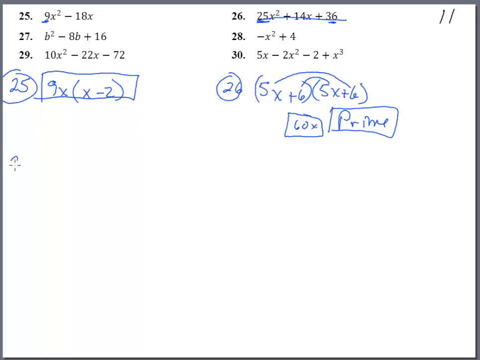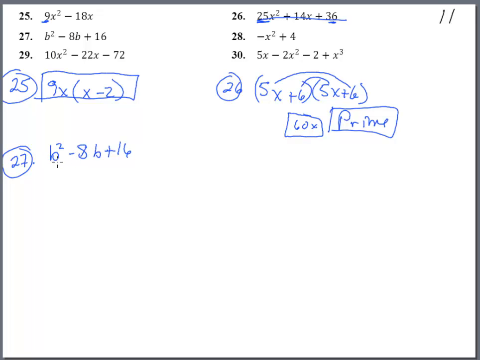Number 27. b squared minus 8b plus 16. You could look at this two ways. Number one, this is a trinomial with leading coefficient 1, so you could find the numbers that times to 16 and add to negative 8, and that's a negative 4 and a negative 4.